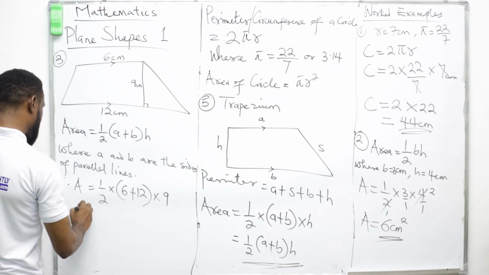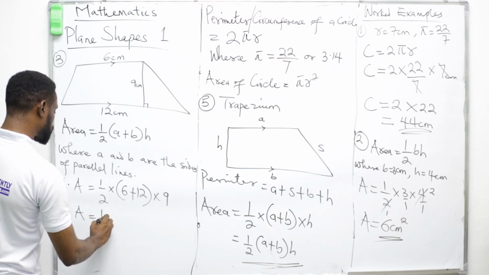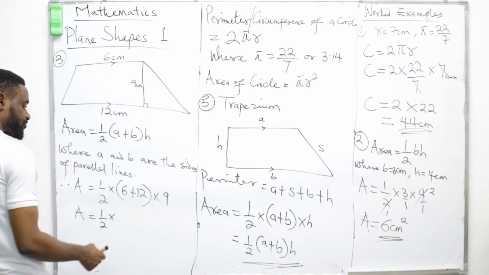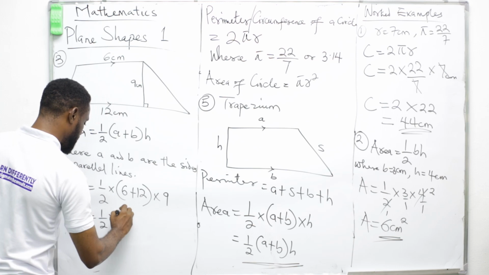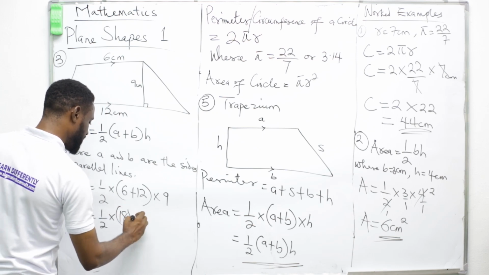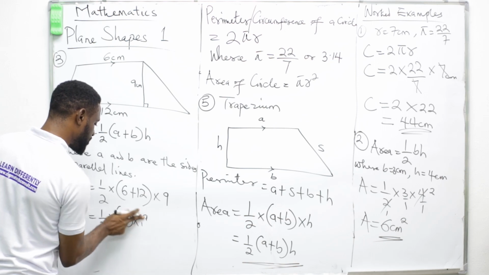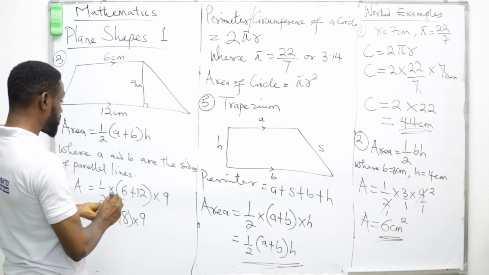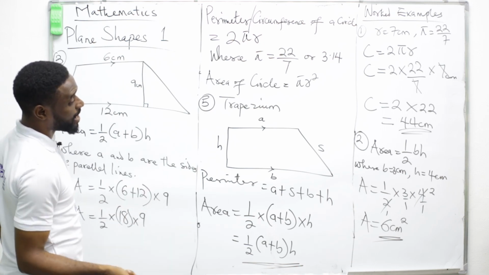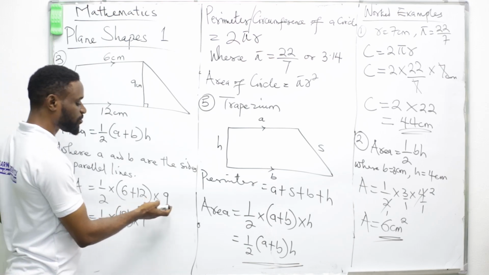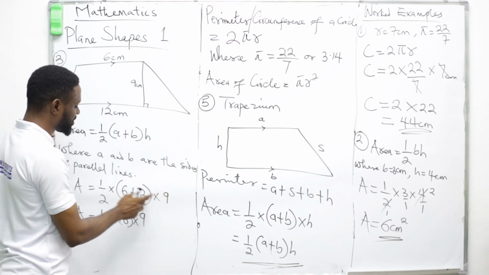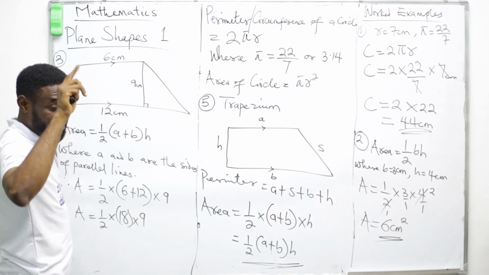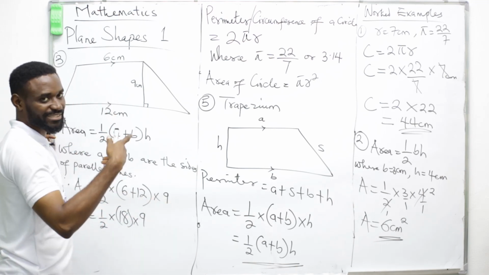So what that means is A will now be equal to 1 over 2 times 6 plus 12, which gives us 18, times 9. Do you get that? So this is 18 times 9. Remember, don't just multiply 9 times this and 9 times this. Solve what is in the bracket first. That is BODMAS, bracket first. If you do this, you may not get the actual answer.